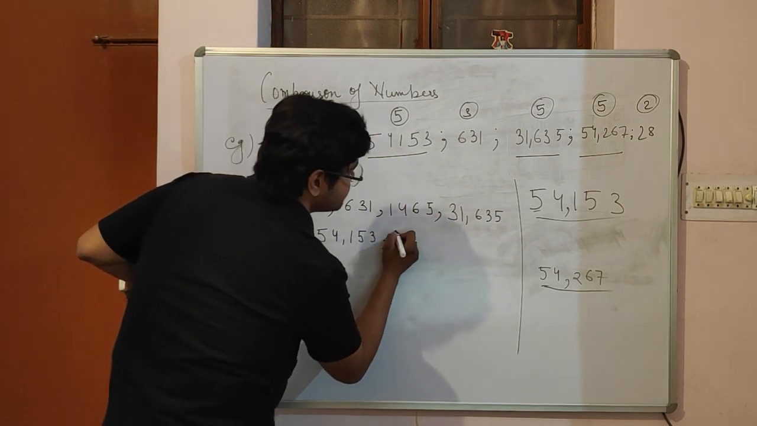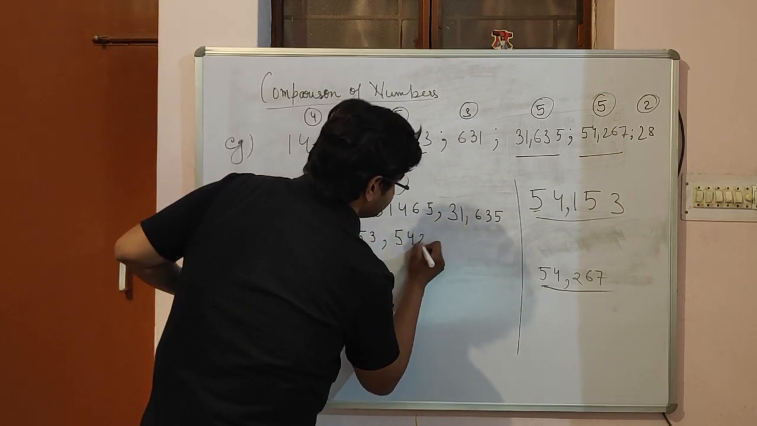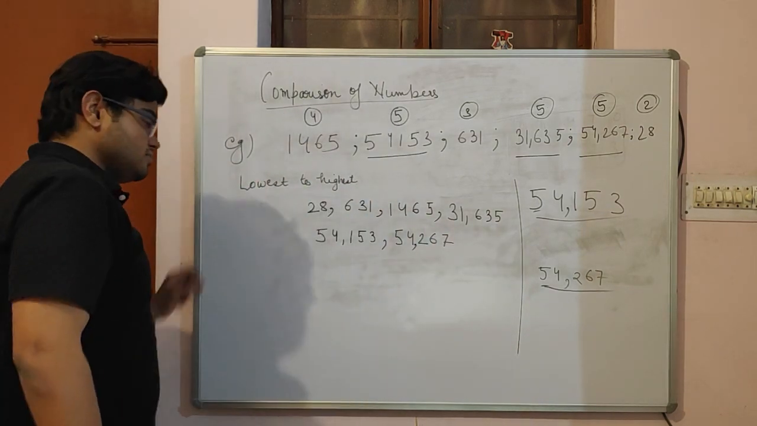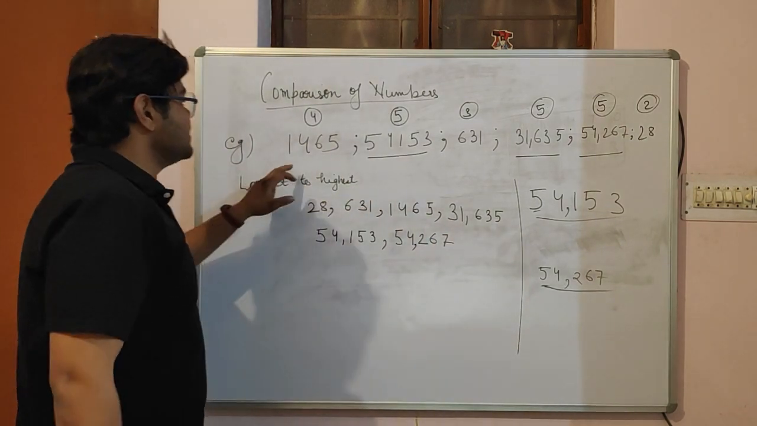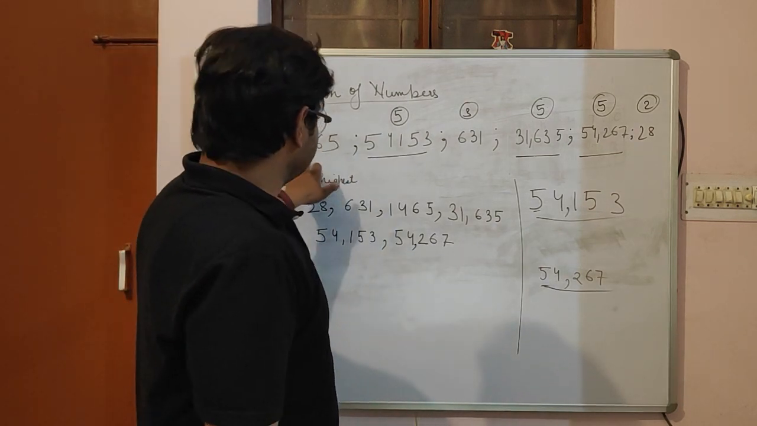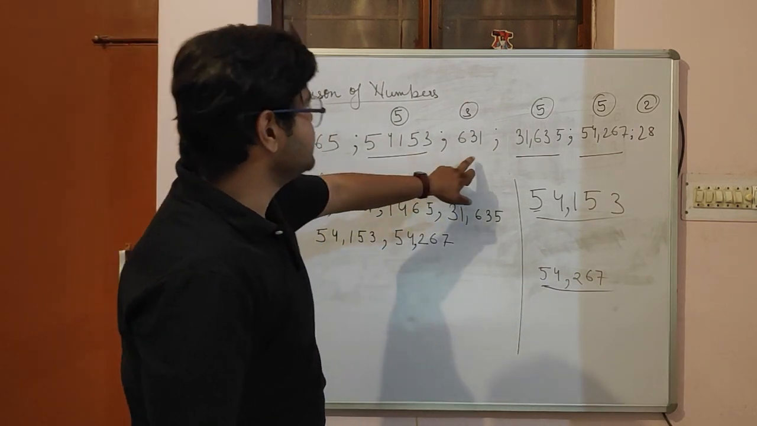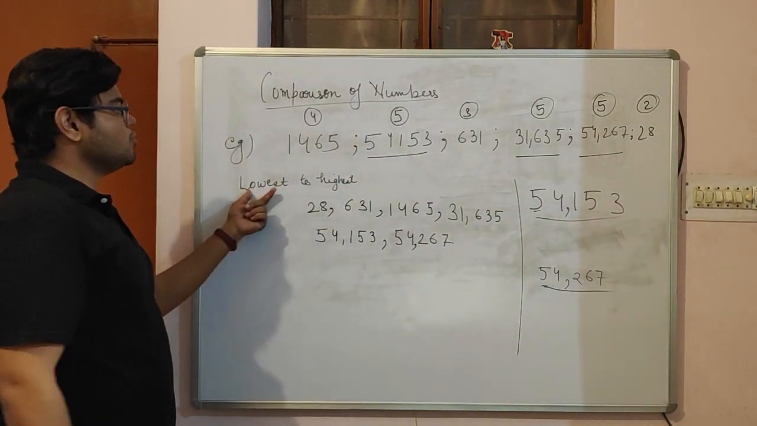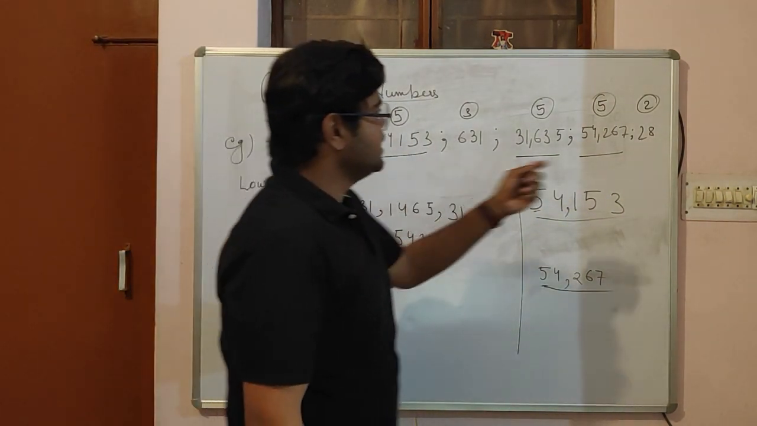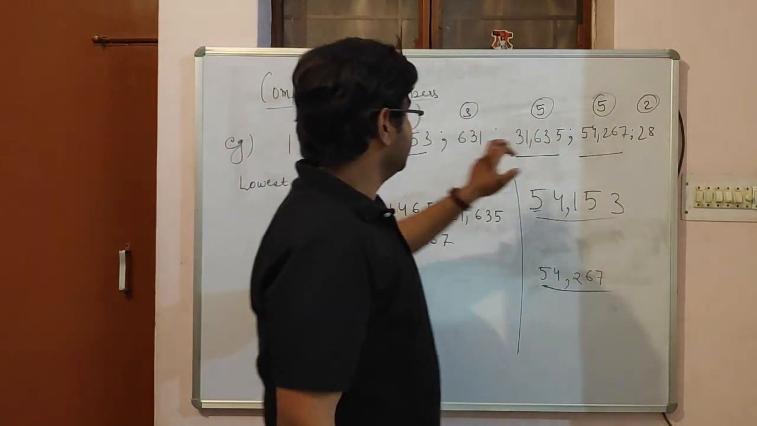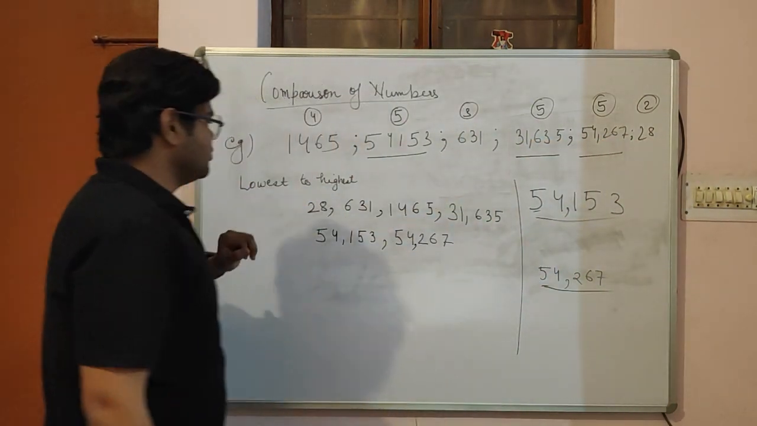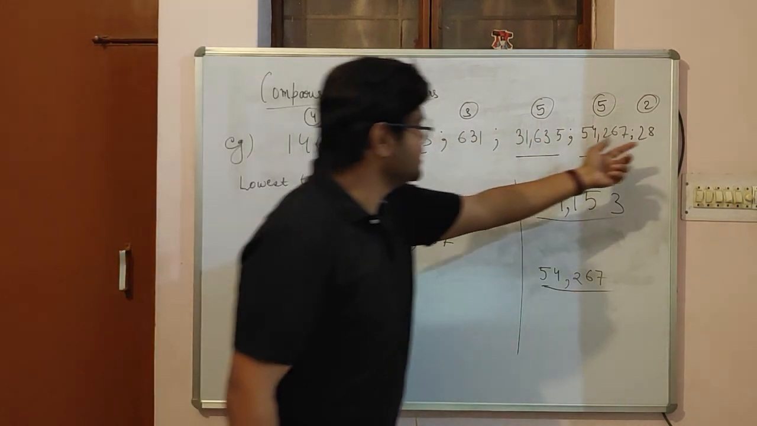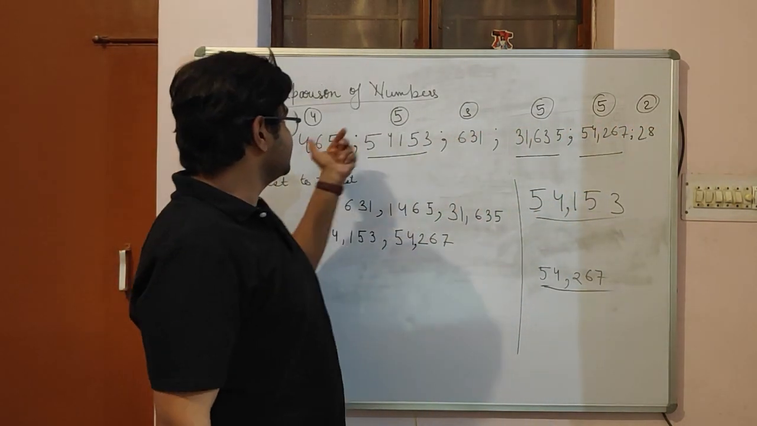54153. Then we have 54267. So firstly we will count the number of digits. In this number we have 4, here 5, here 3, 5, 5, 2. Now we were arranging them from lowest to highest. So here how many digits do we have? 2. In this number 3 and in this number 4. It was very easy. We just arrange the numbers according to the number of digits.